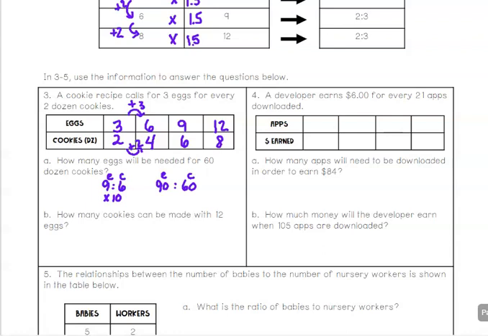All right, so then it says how many cookies can be made with 12 eggs? Well, if you look at our table right here, we have 12 eggs, and it says 8 dozen cookies.